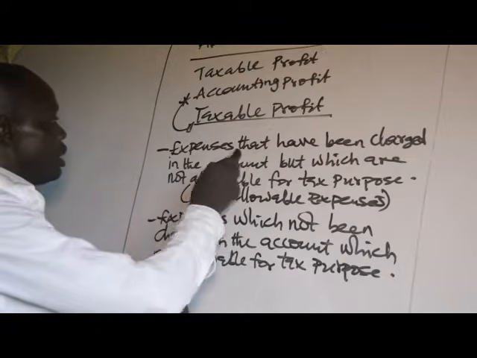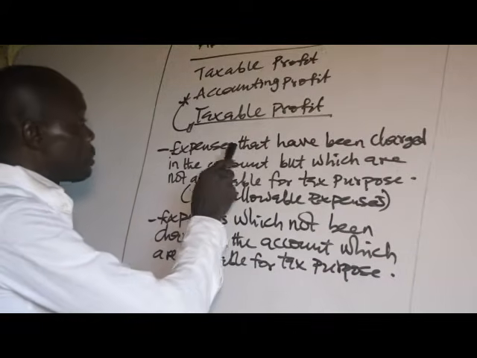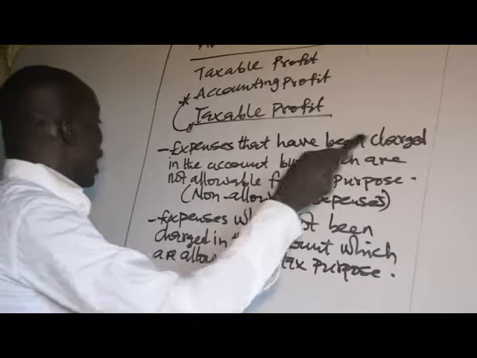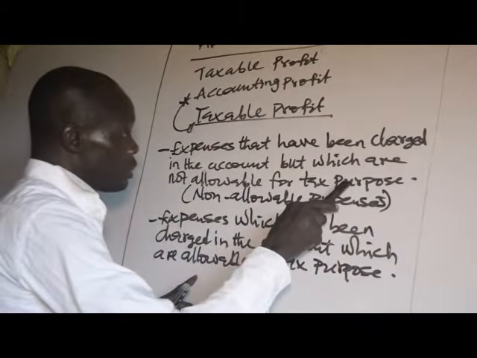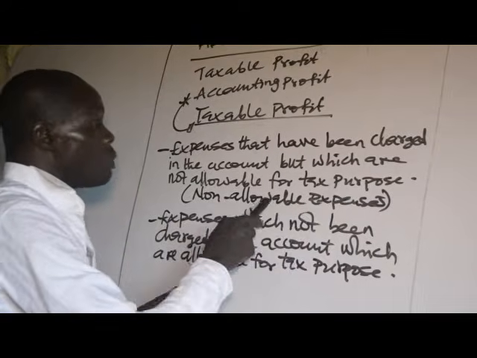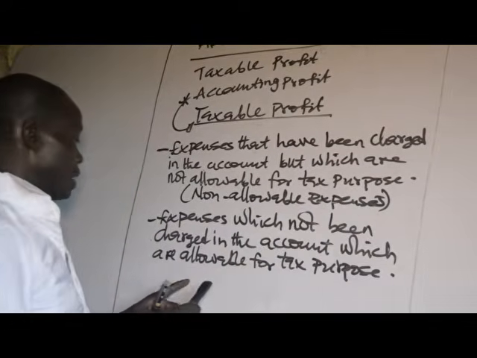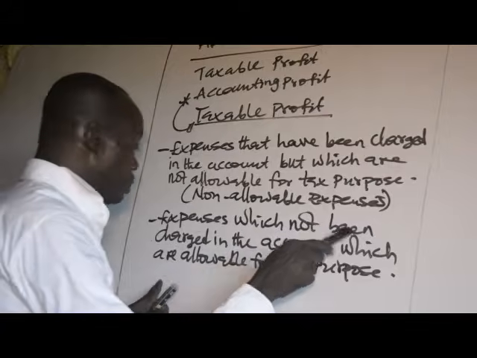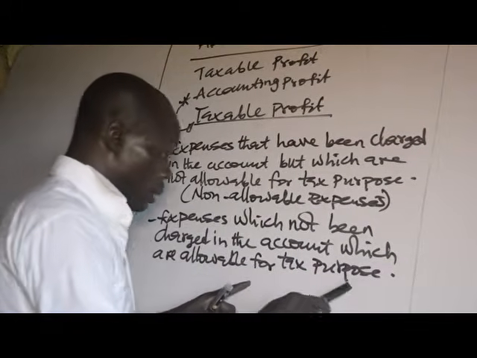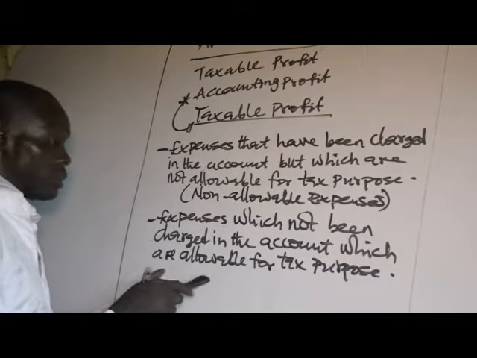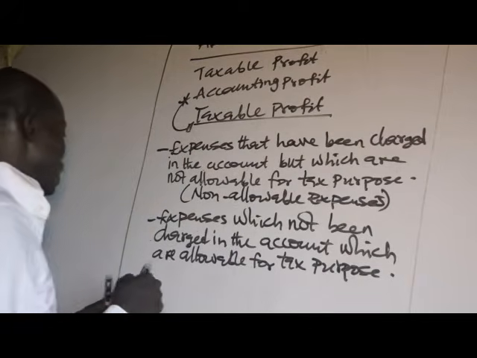Number one, these are non-allowable expenses reported in the account, that is, expenses that have been charged in the account but are not allowable for tax purpose, while expenses which have not been charged in the account but are allowable for tax purpose are allowable expenses not reported in the account.